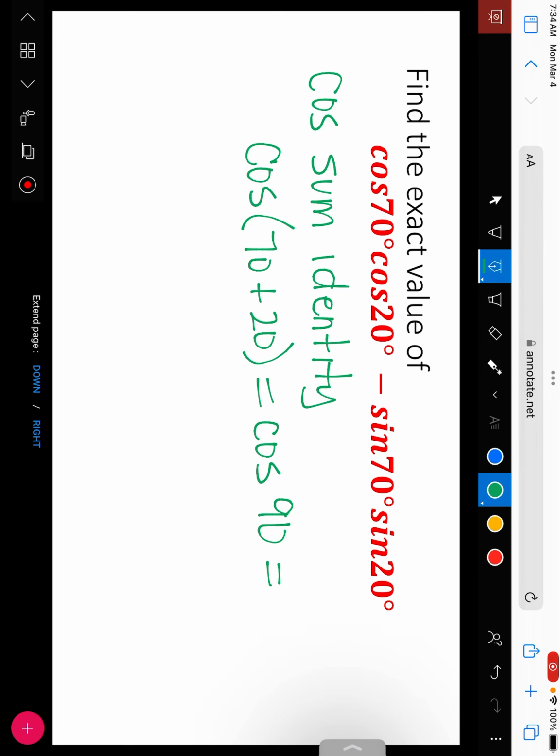And I know it couldn't be 70 minus 20, right? Because that's 50, which isn't on our unit circle. It has to be 70 plus 20. It's really the only option. So what is the cosine at 90 degrees? 0. So that would be your final answer.